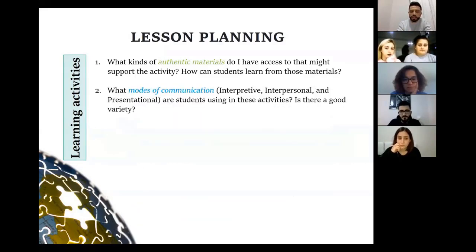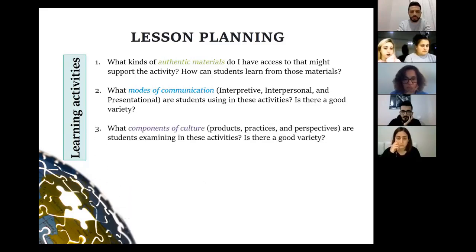The next question is, what modes of communication are students using in these activities? Is there a good variety? When I say modes of communication, I'm referring to the interpretive, interpersonal, and presentational modes of communication. I'll talk about these three types in a minute. And the third question is, what components of culture are students examining in these activities? Is there a good variety again? In terms of components of culture, we will talk about products, practices, and perspectives, and I'll talk about these three components in a minute as well.